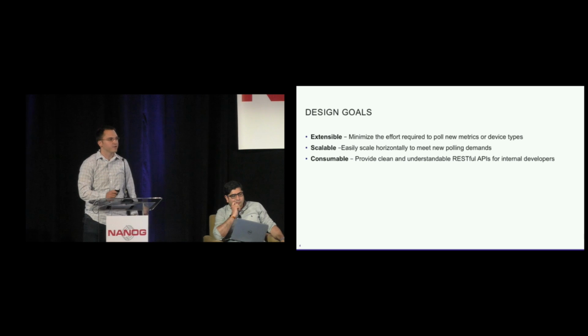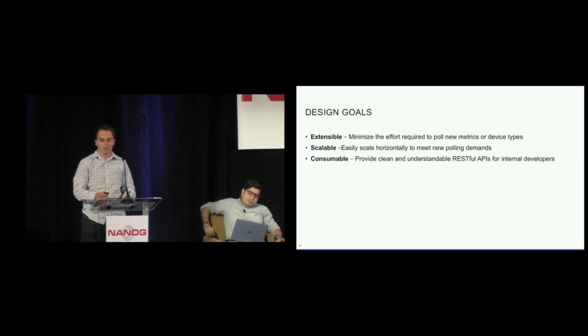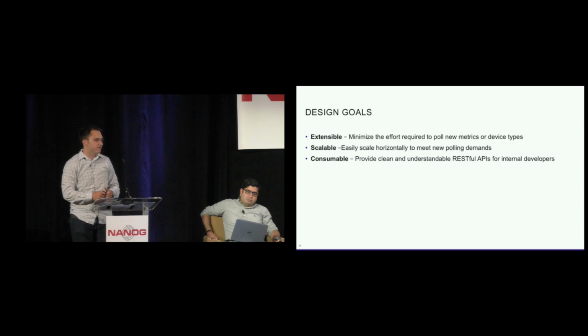Secondly, horizontal scalability was a must given our scale. And of course, horizontal scalability is just increasing scale by adding more hardware. And our last major design goal was to make this data easy to consume through clean and understandable RESTful APIs. Later on in the talk, Varun is going to walk through some example APIs that were built on top of Panoptes' collected data.